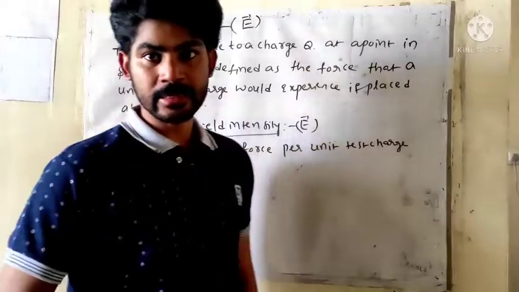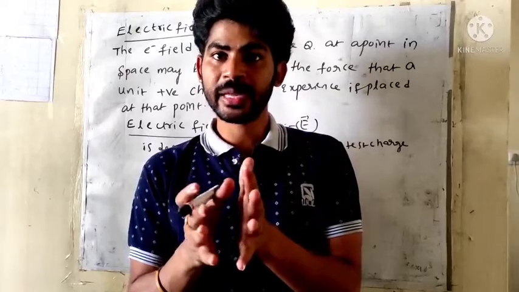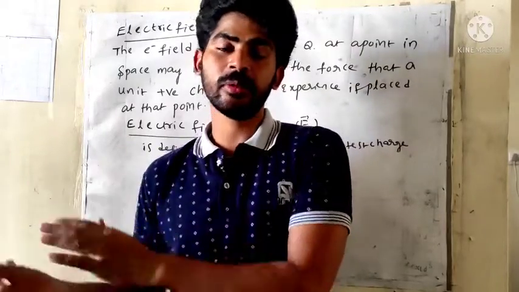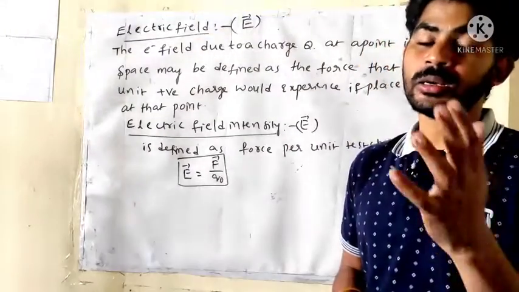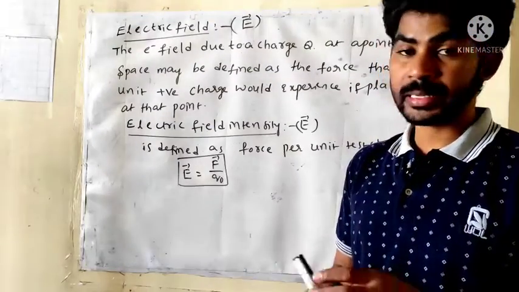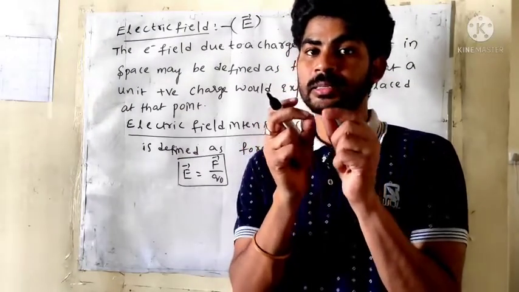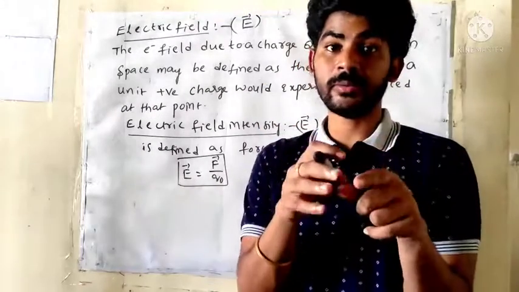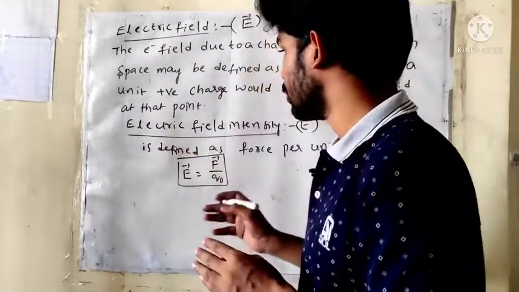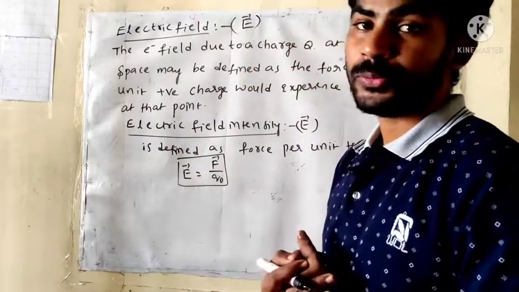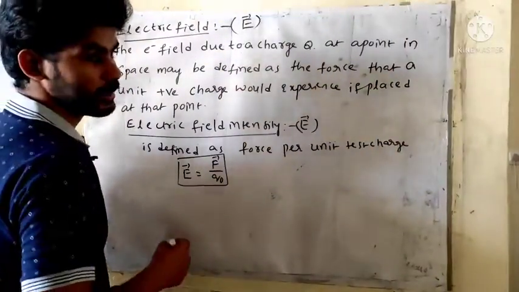What is the test charge? Test charge means the unit charge, so that we can compare with it another charged body. To test whether a body is charged or not, we take one positive charge, and that charge is the test charge. So electric field intensity is force per unit charge: E bar is equal to F bar by Q naught.